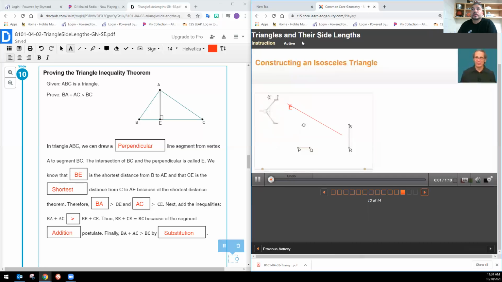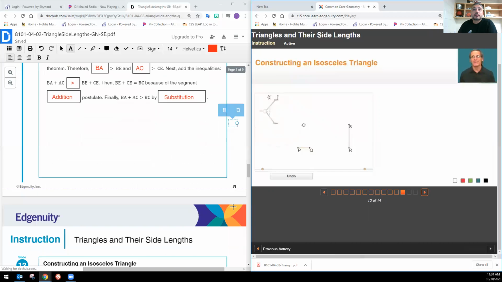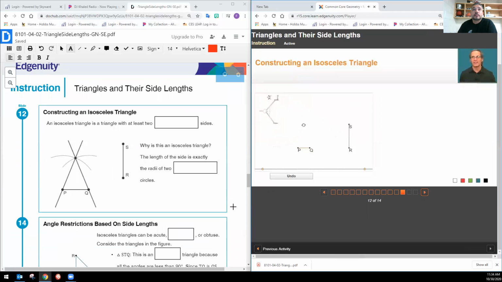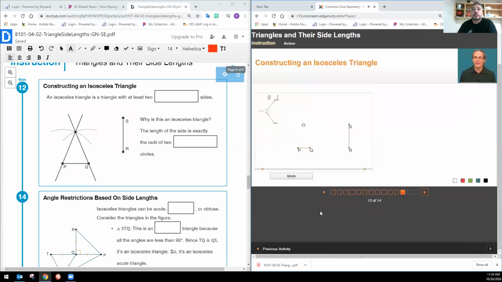An isosceles triangle is a triangle with at least two congruent sides. We are going to make an isosceles triangle with exactly two congruent sides. Now look at segment PQ. Off on the side, you see segment RS. So it's already done for us here.